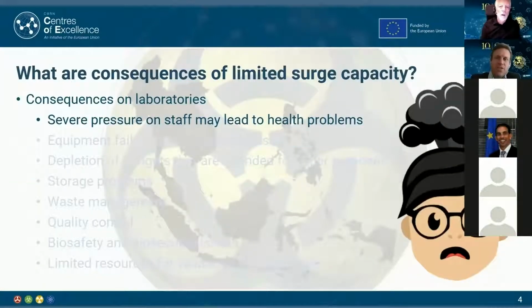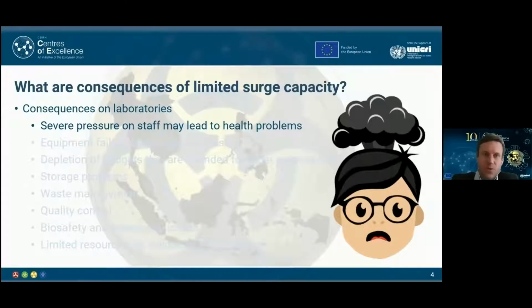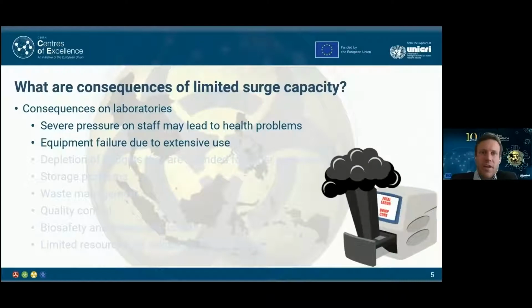So what are then the consequences on laboratories? Well, severe pressure on staff may lead to health problems, and these can be physical health problems because it can be quite laborious, the laboratory processes, and also can be mental because of very long shifts and short time between shifts. There can be equipment failure due to extensive use because their occupation is very high. There is limited time for maintenance, or the maintenance schedule is not increased with the increased use of the machine.